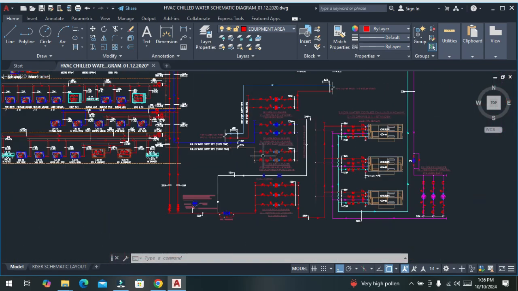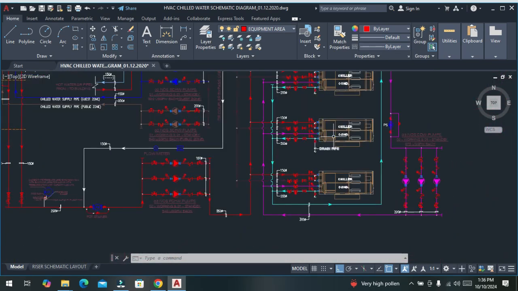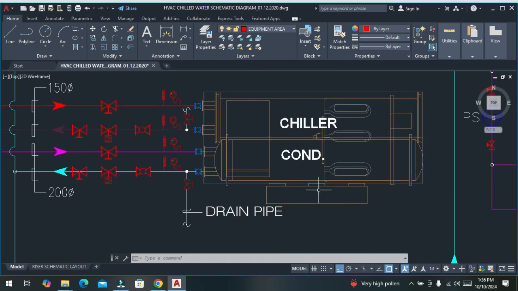I hope you understand the condenser cycle in the water cooled chiller.